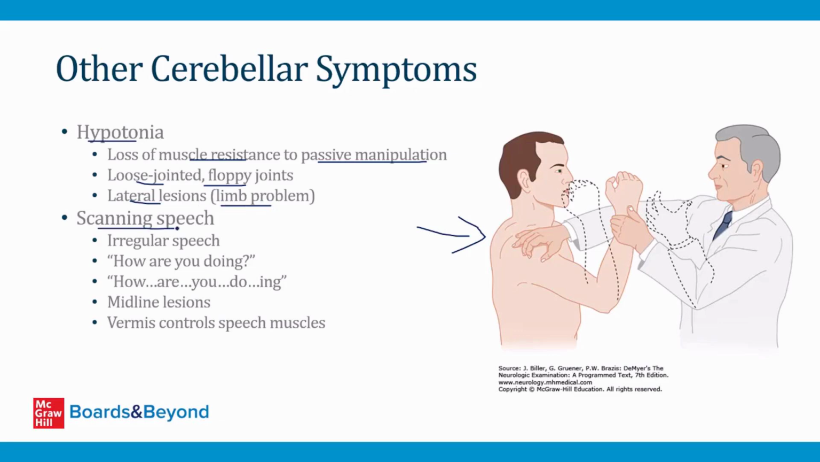And then scanning speech is a type of speech you can see with cerebellar disease. This refers to irregular speech. So normally a person might be able to smoothly say, "How are you doing?" Someone with scanning speech will pause and stop and start and say, "How... are... you... doing?" like I've listed here. This comes from midline lesions of the cerebellum. The vermis in particular controls a lot of the speech muscles, and that's what gets disrupted and leads to scanning speech.